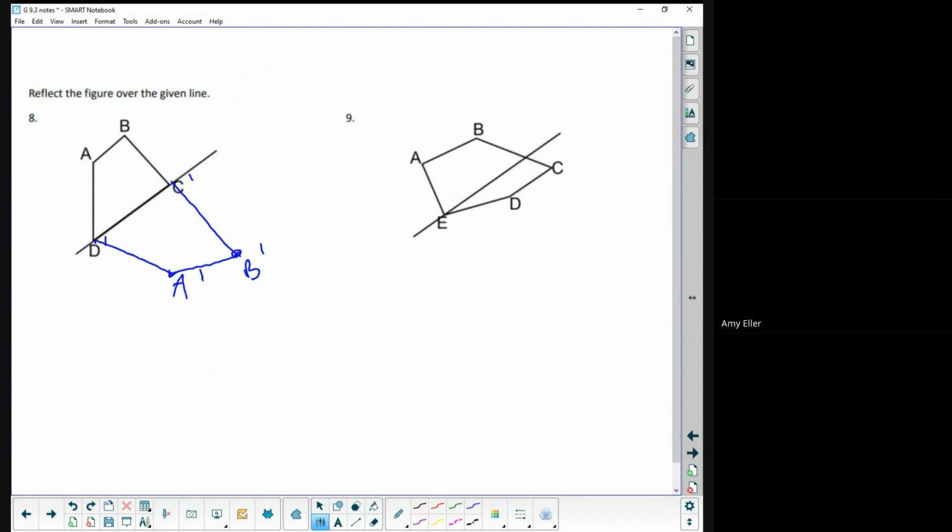You're kind of on your own now. You're working on 8, 9. 10 and 11 will be hard to trace because there's things on the inside. But go ahead, give it a try. I'll give you a couple minutes to do 8, 9, 10, and 11.